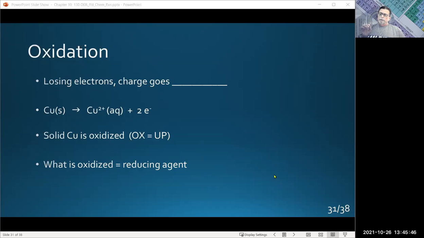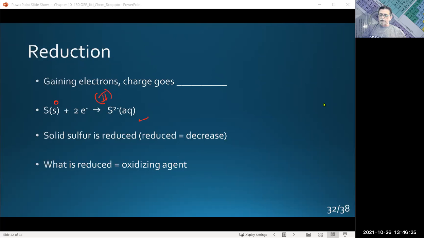Okay, so what we can say about oxidation is this: losing electrons, the charge goes up. Now, notice something here. Pure copper has a net 0. I put a superscript 0 to designate it as the element. It has a net 0 charge, but it's a metal, and it would lose 2 electrons to become copper 2 ion here. And so what's happening here is that solid copper is oxidized.